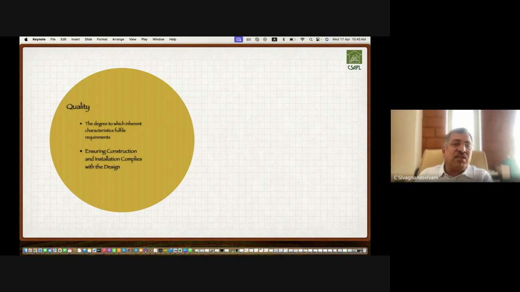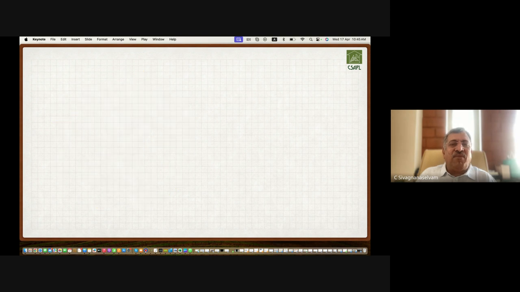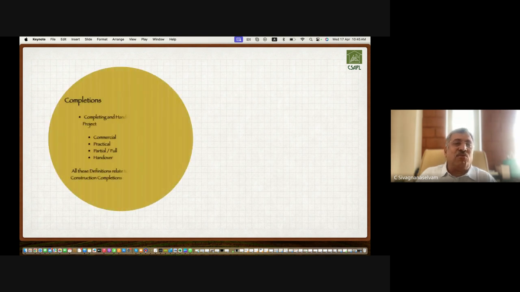And ensuring construction and installation complies with the design. The design quality, your quality in the sense it is not only the material, not only the manpower quality, not only the quality of the machinery, but the quality of construction practice is also very, very, very important. The definition of quality is that.